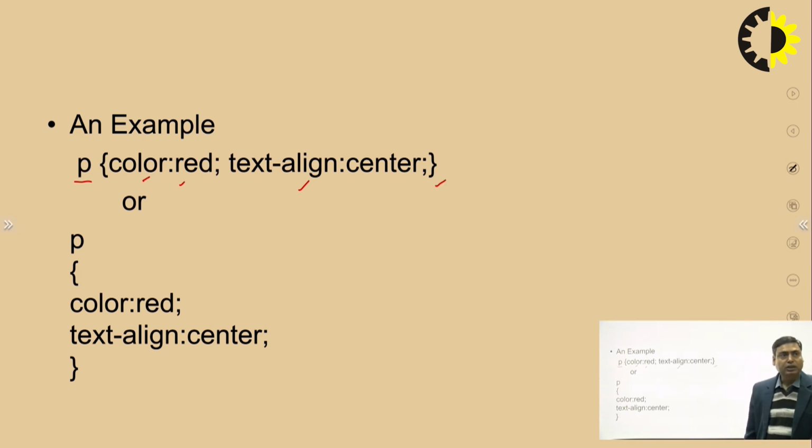Either you write all the declarations in one line, or you write the declarations on different lines. This is line 1, this is line 2, this is your choice. Both are applicable.